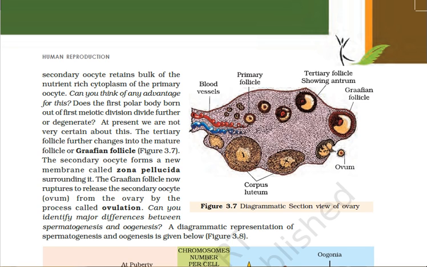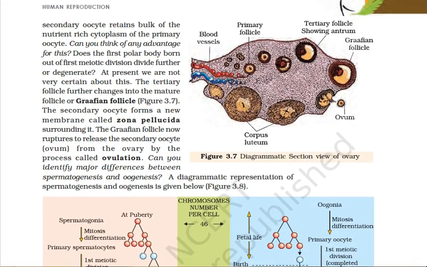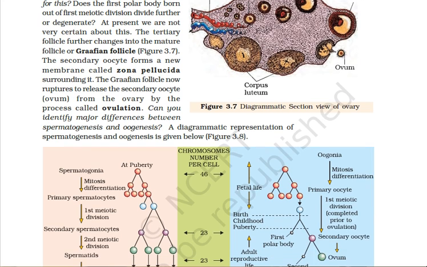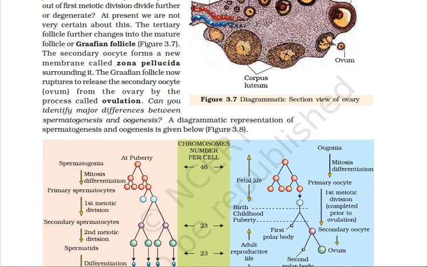The first meiotic division divides the diploid primary oocyte into two haploid cells. The larger one is the secondary oocyte and the smaller one is the polar body.